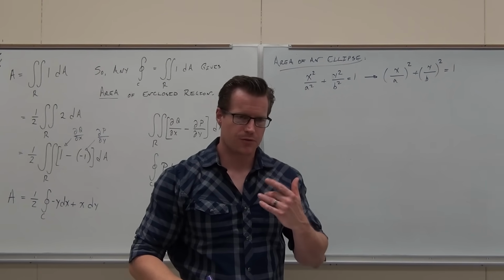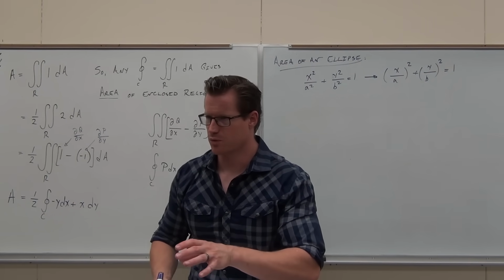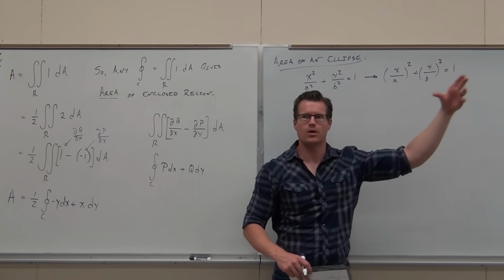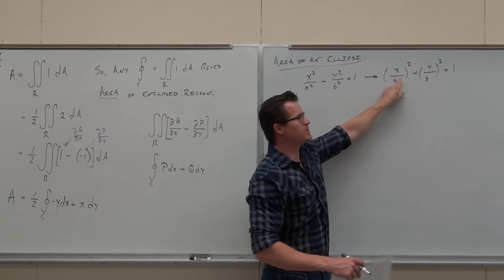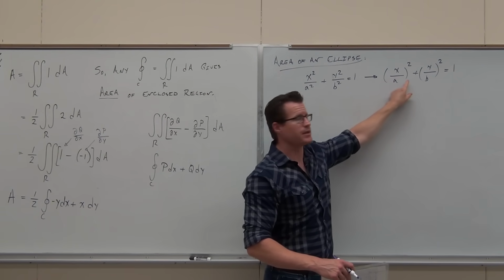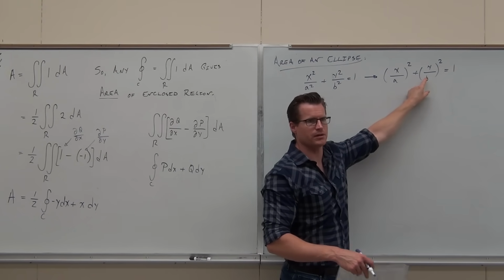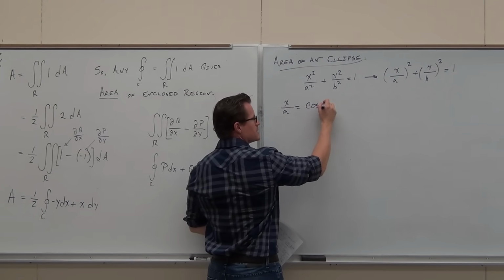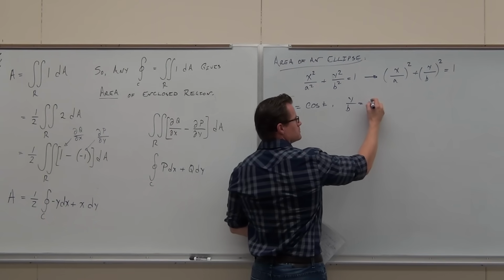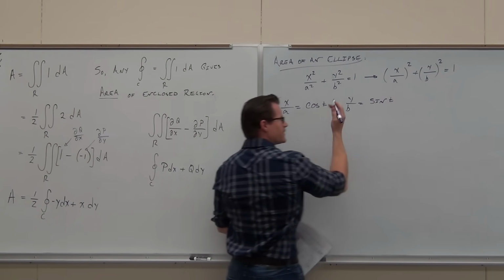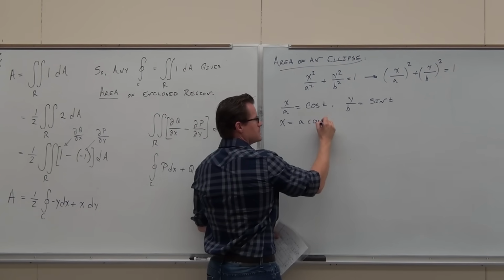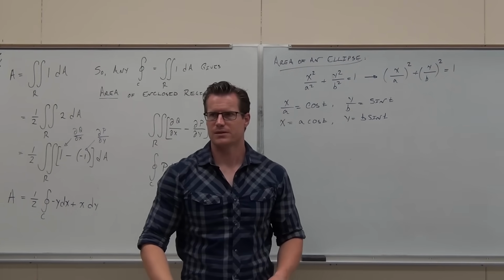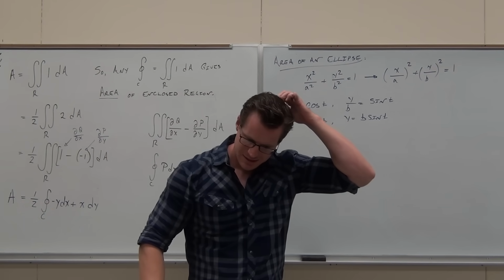Well, if you remember back to reparameterizing things for circles and ellipses, anytime we have something squared plus something squared equals a number, we typically choose this to be the parameter cosine t, or theta, and this to be the parameter sine t, or sine theta. So x over a would equal cosine t, and y over b would equal sine t. If I solve them, then x equals a cosine t and y equals b sine t. Are you okay with that one? It's kind of basic reparameterization that you had in Calc 2.